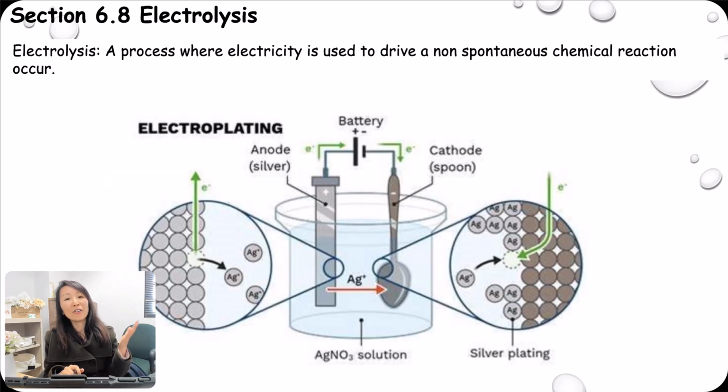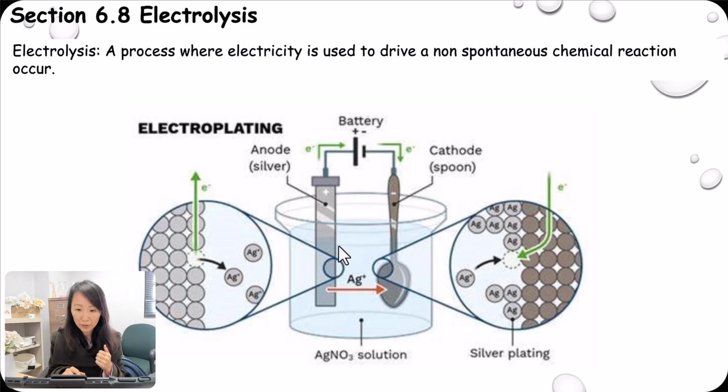Now recall the definition of electrolysis. It's a process where electricity is used to drive a non-spontaneous chemical reaction to occur. And we went over sodium chloride. Now here we're going to do a little different one. It's called electroplating. I want to give you an explanation of this image and then tell you what electroplating is all about and how that's related to electrolysis.